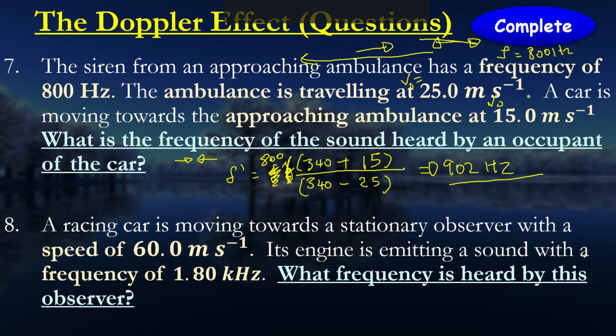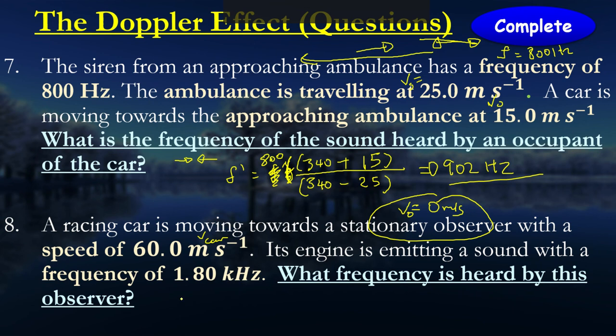If we have a racing car moving towards a stationary observer, so we have a stationary observer, the observer is 0 meters per second, the car is moving at that speed, and the engine is emitting a sound with a frequency of 1.8 kilohertz. What's the frequency heard in this scenario?